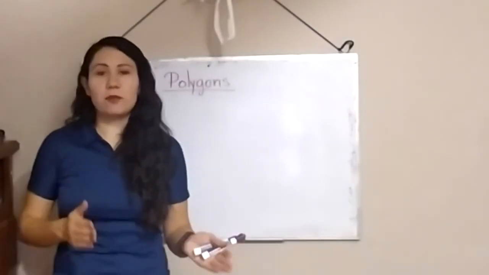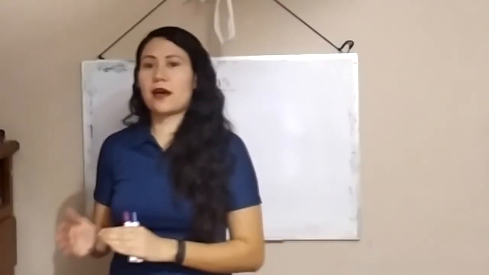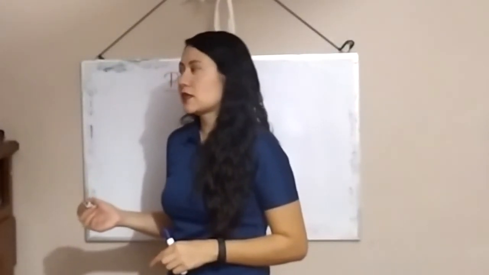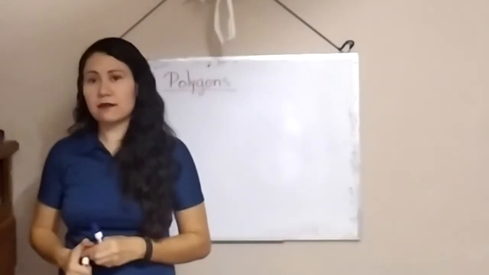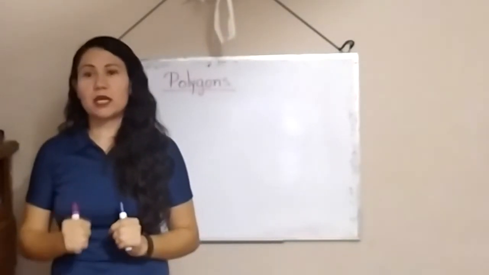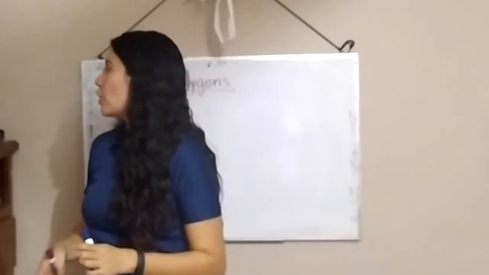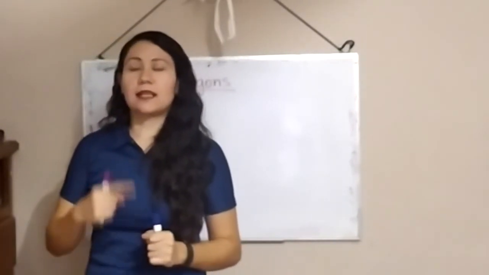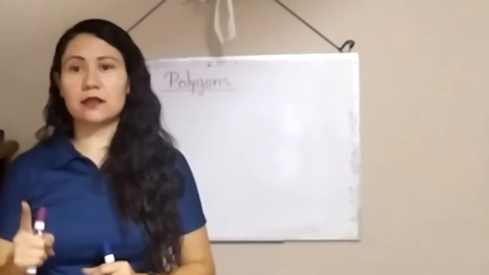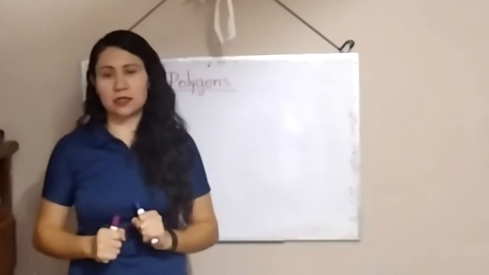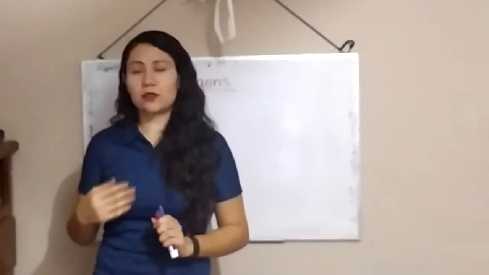We can classify polygons into two kinds, convex and concave. Convex types of polygons are the ones whose angles, all of them, measure less than 180 degrees, while concave have at least one angle that is more than 180 degrees. You have two examples in your presentation.